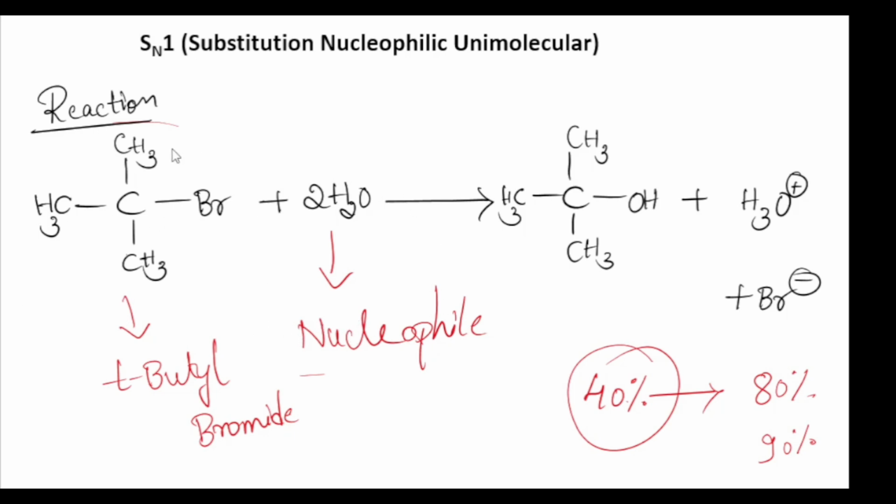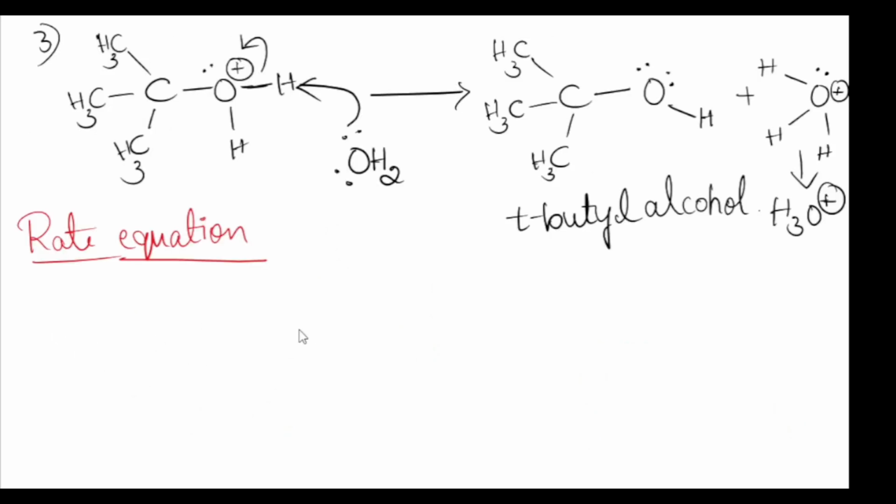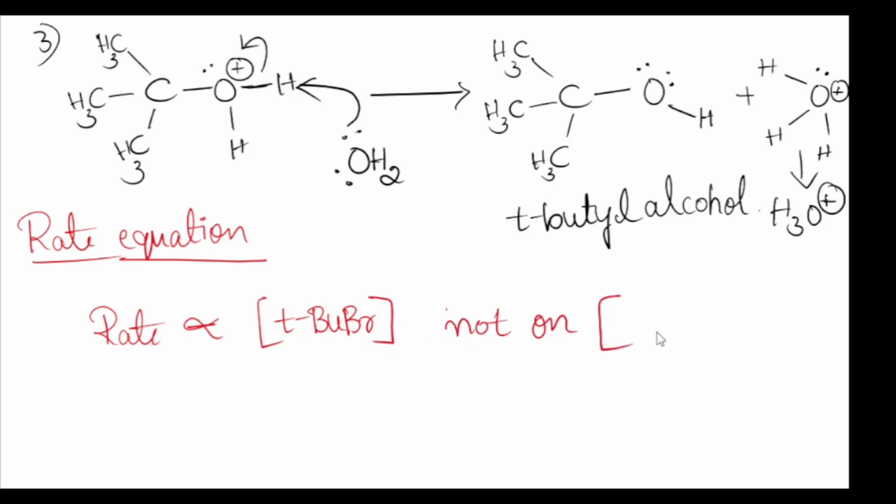When they checked with both, they came to one observation: the rate of the reaction is directly proportional to the concentration of tertiary butyl bromide only, but not on the concentration of the nucleophile. Here I am taking water as a nucleophile. Now how can I explain this?